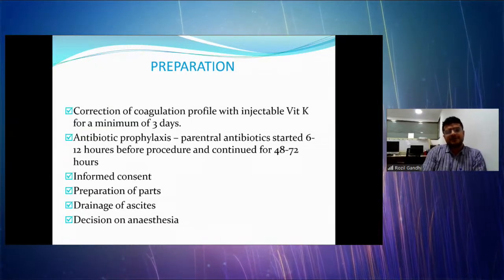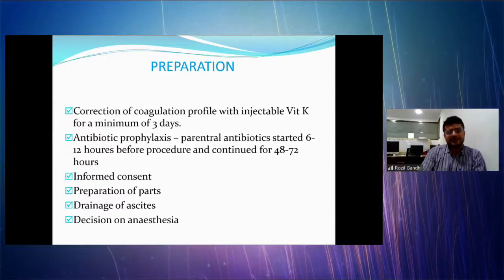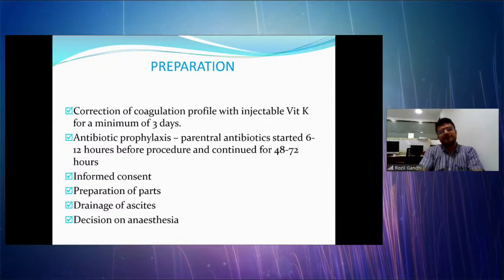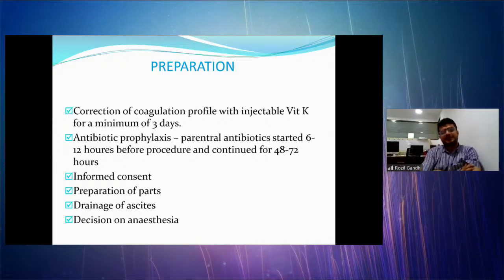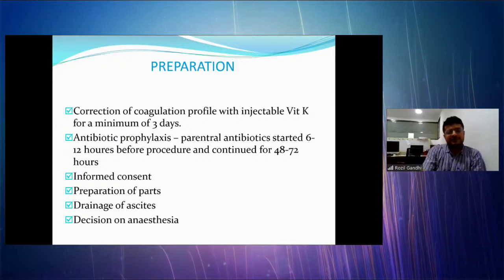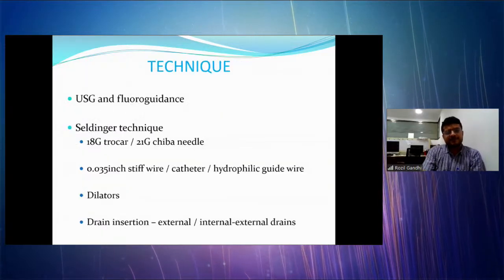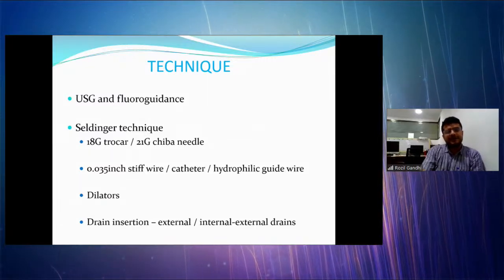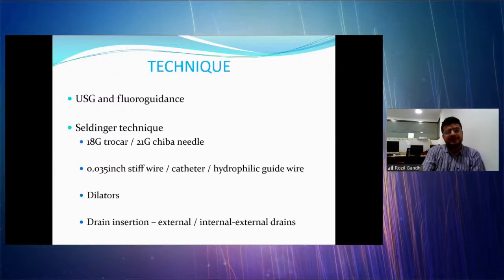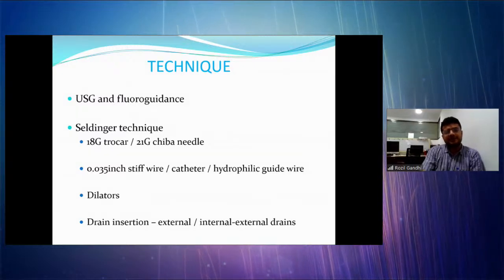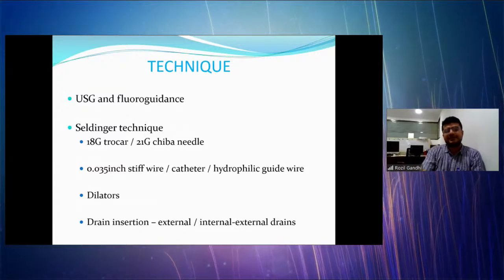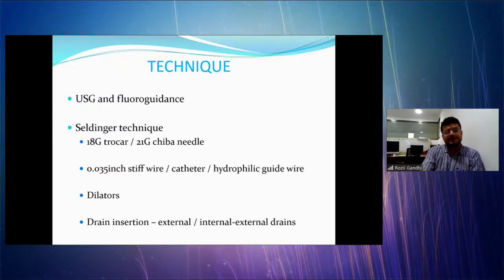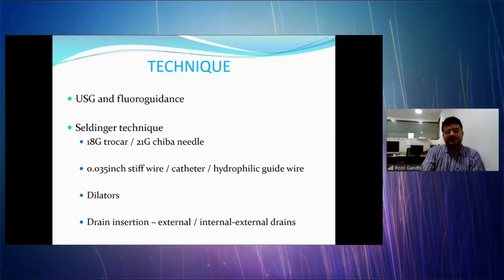We generally check the coagulation profile, give vitamin K injections, start antibiotics, and shave the part. Basically, it's a sterile procedure, so the chance of infection is less. We puncture the liver with an 18 gauge or a 21 gauge needle. Using the Seldinger technique, a wire is inserted and a drainage catheter is inserted over the wire. If the plan is for palliation, we try to pass the wire across the occlusion and insert stents.